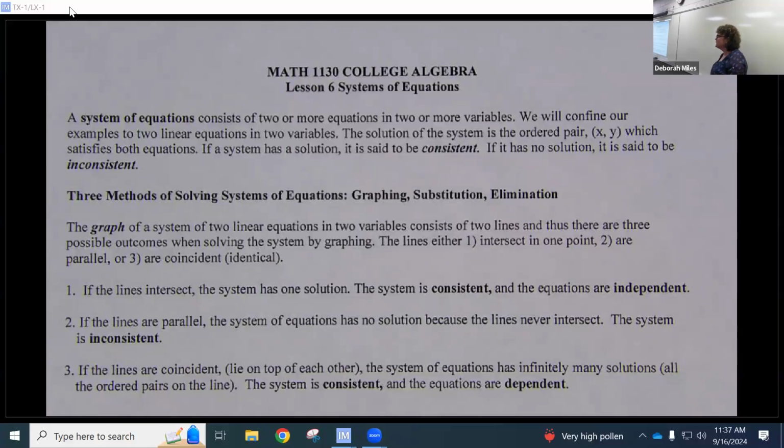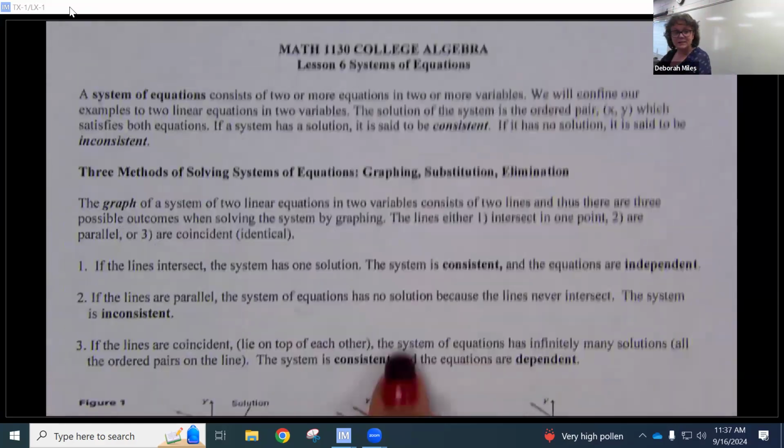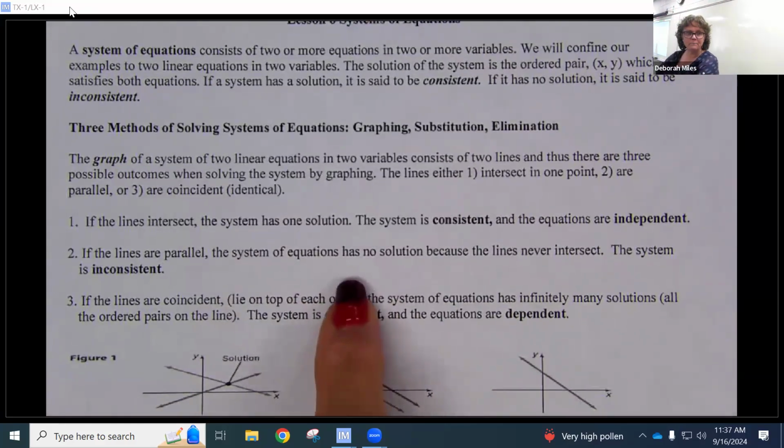What's the other possibility? Show me with your arms. What's the word for this? They could be parallel lines, which would mean what about the number of solutions? There are no solutions. There are infinitely many solutions that make this equation true. There are infinitely many solutions to this equation, but there are no common solutions to both equations. So I've summarized that in your notes.